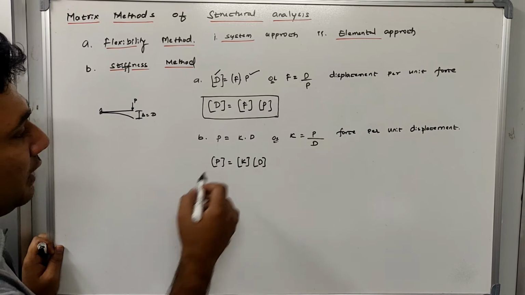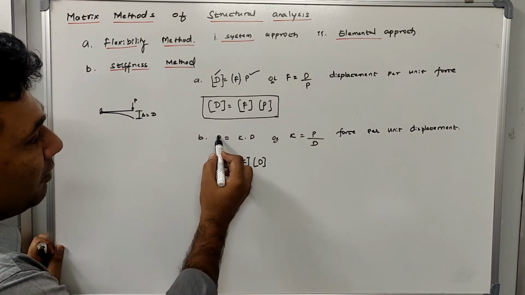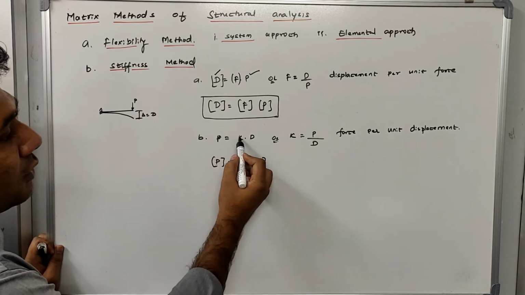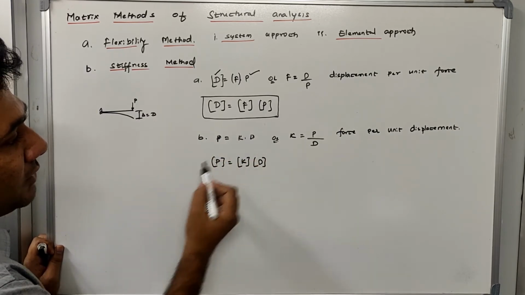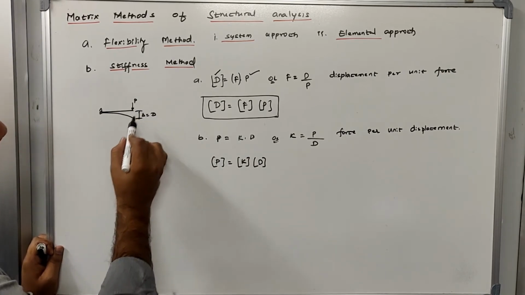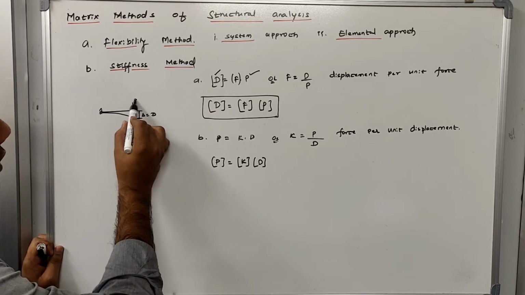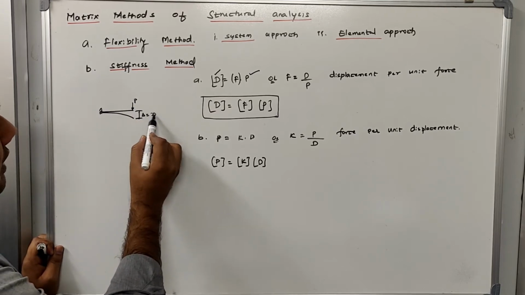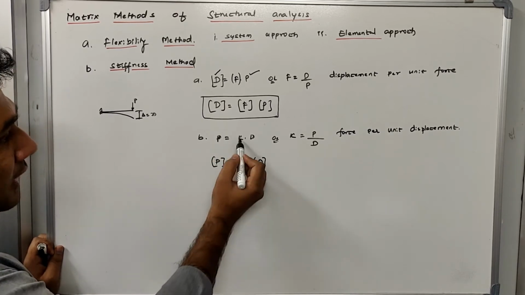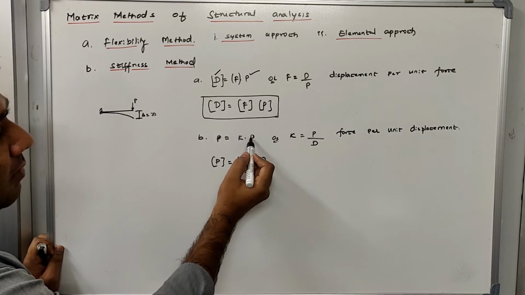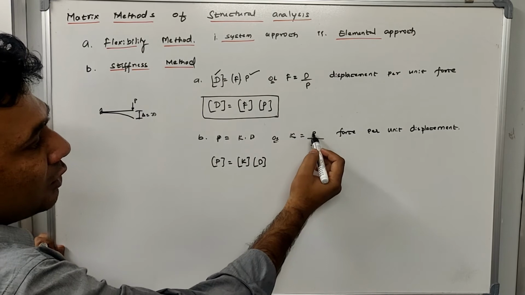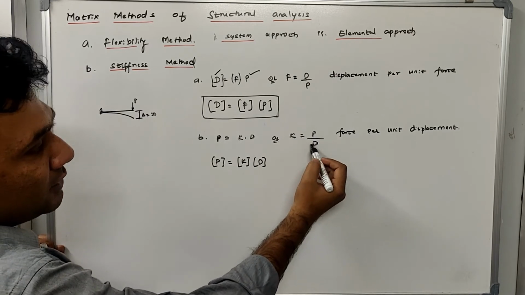Okay, so to understand that, again I will assume that there is a force. Force is equal to stiffness multiplied by displacement. Right, now again the same member is there. In the same member I am applying some force. Now the displacement is some delta. Now here K, which is the stiffness, multiplied by displacement will give you force, or else K, which is stiffness, is equal to force divided by displacement.